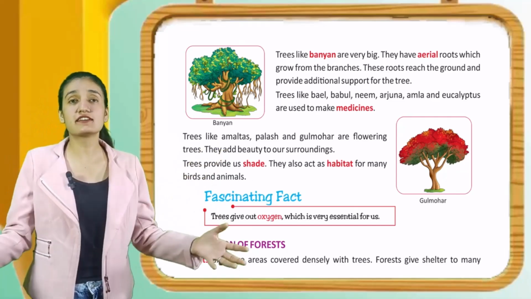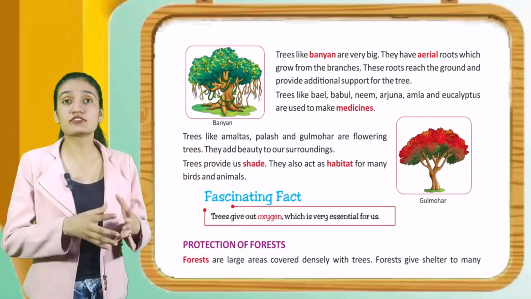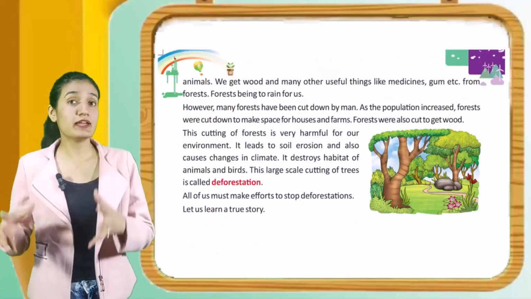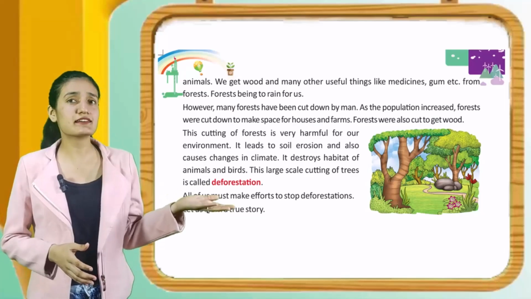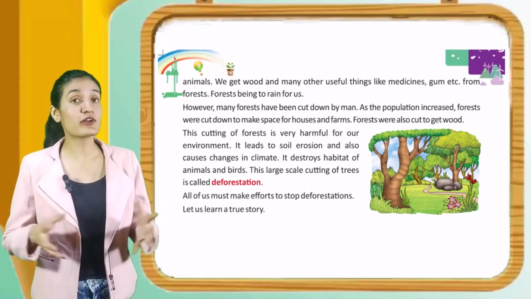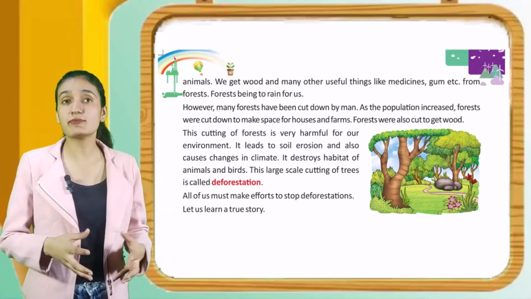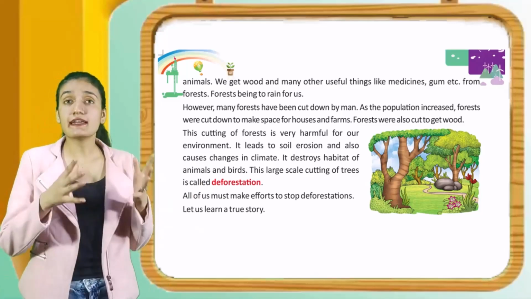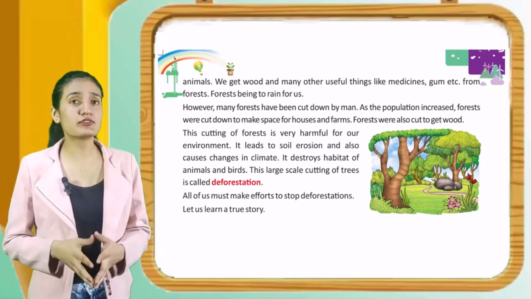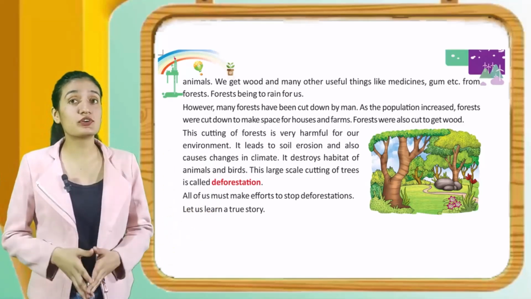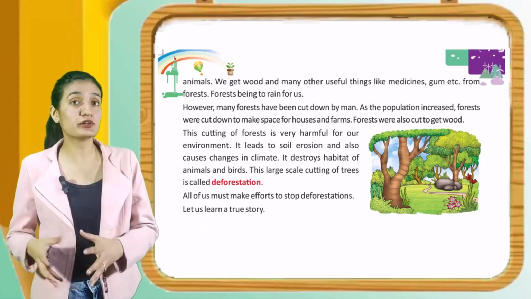Now, the protection of forest. Forests are large areas covered densely with trees. Forest gives shelter to many animals. We get food and many other useful things like medicines, gum, etc. from forest. However, many forests have been cut down by men. As the population increased, forests were cut down to make space for houses and farms. Forests were also cut to get wood.